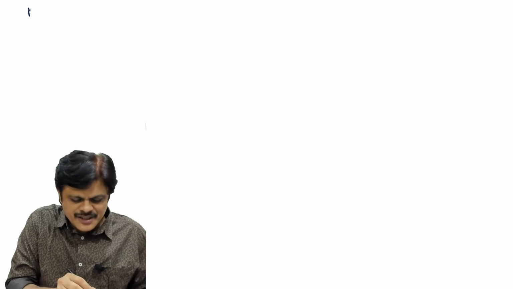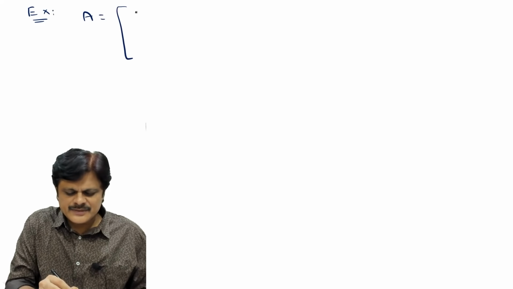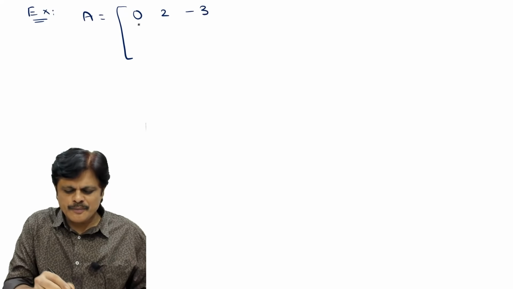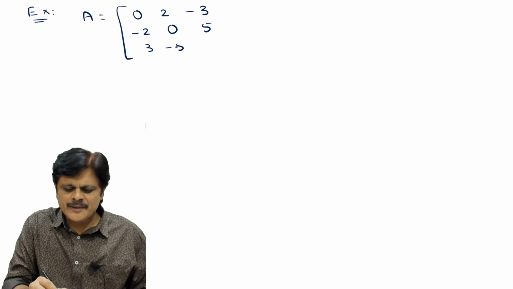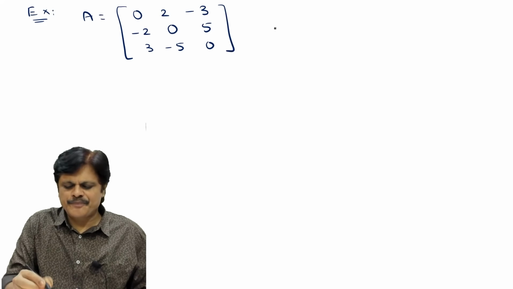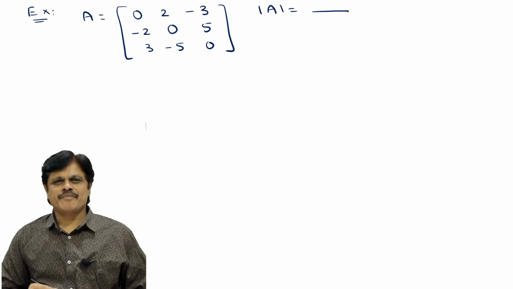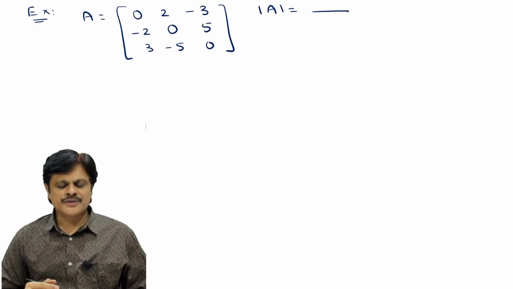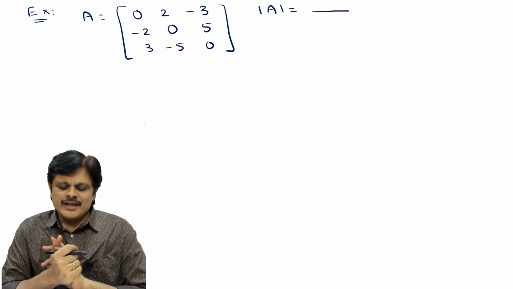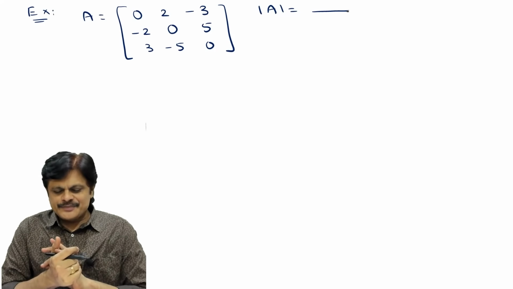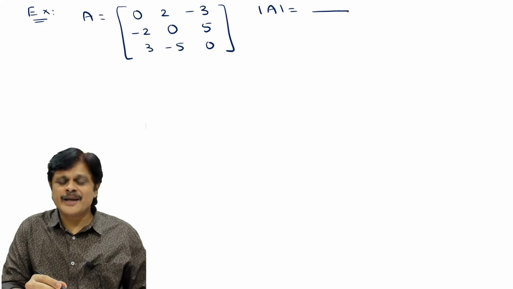Next one is an interesting property. Consider the following example. 0, 2, minus 3, minus 2, 0, 5, 3, minus 5, 0. Now the question is, what is the determinant of this matrix? Okay, we don't have a 0 row, we don't have identical rows. None of the previous 4 properties are satisfied. Those who know the idea, this is called a skew symmetric matrix.